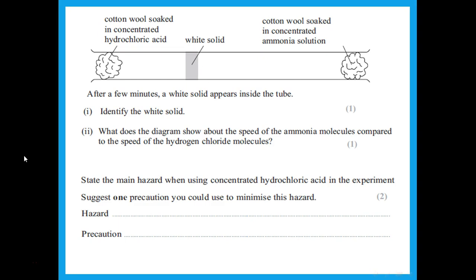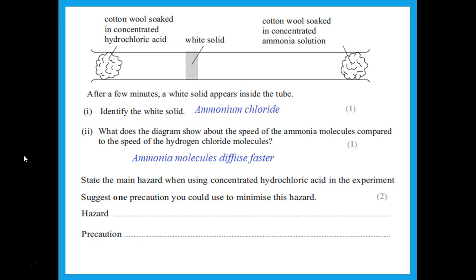This is the open-ended tube with hydrochloric acid on one end and ammonia solution on the other, and he's saying when they meet, identify the white solid. Remember that we said when ammonia meets with hydrochloric acid, it forms something called what? Ammonium chloride. What does the diagram show about the speed of the ammonia molecules compared to the speed of the hydrogen chloride molecules? Remember that we said if they're moving at the same speed, theoretically, they should meet in the middle. But here, in this kind of experiment, they always meet nearer to the hydrochloric acid. And that means which one is going faster? That means that the ammonia is going faster, so the ammonia molecules diffuse fast.